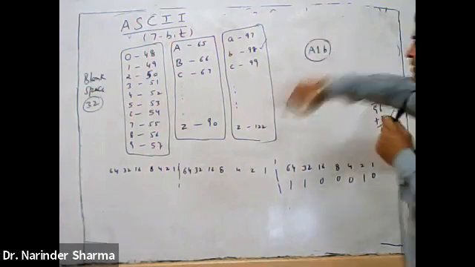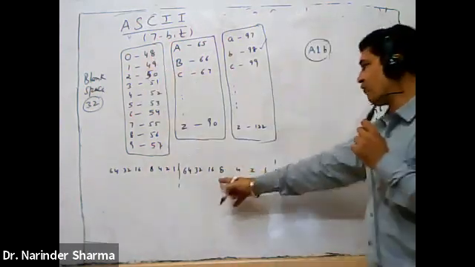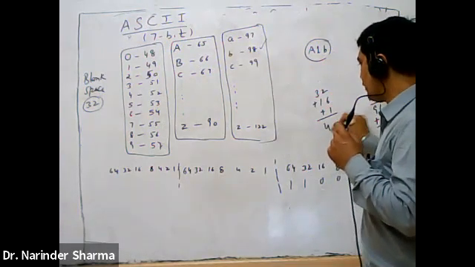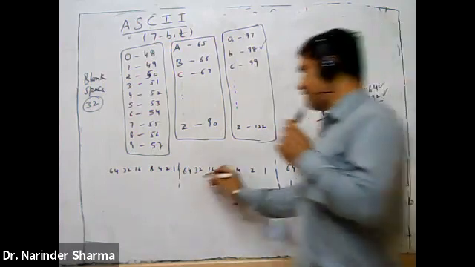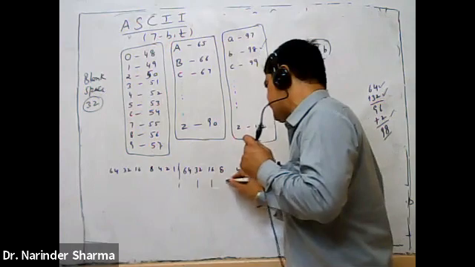Next there is a 1. 1 stands for 49. How can you make 49? 32 plus 16 plus 1. That would be 49. So under 32 write 1, under 16 write 1, under 1 write 1, rest is zeros.